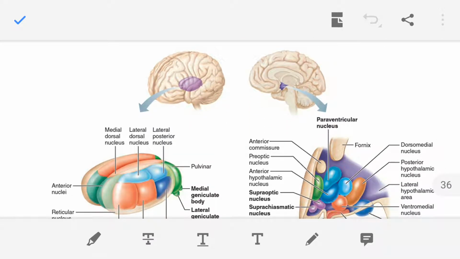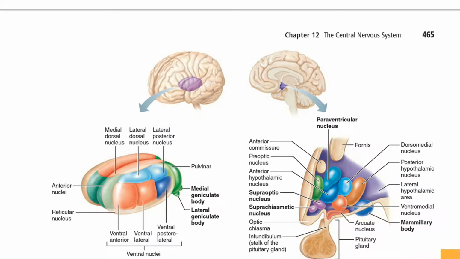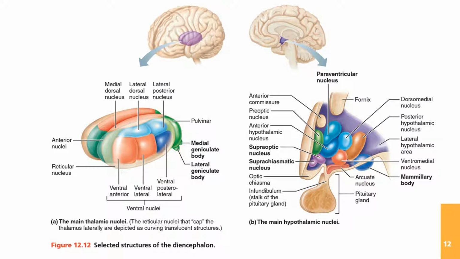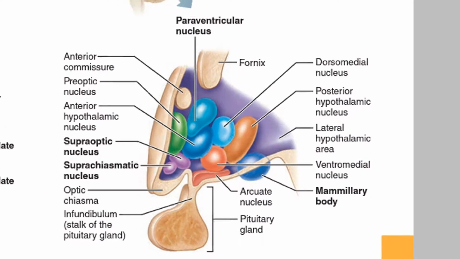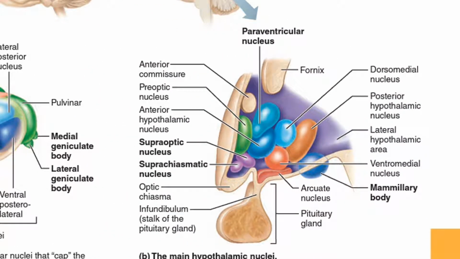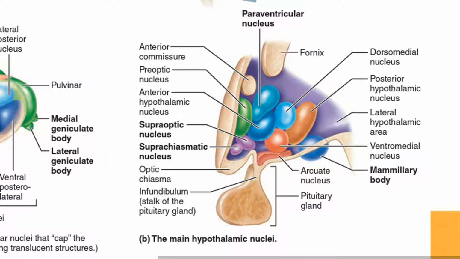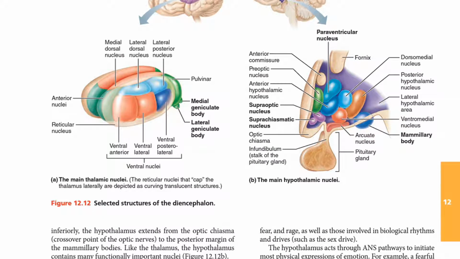Now here in this figure also, on the right-hand side, are the main hypothalamic nuclei. The entire hypothalamus is shown, and all the nucleus names are written. So you need to remember all the names of the nuclei of the hypothalamus.